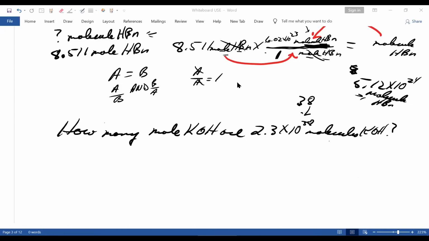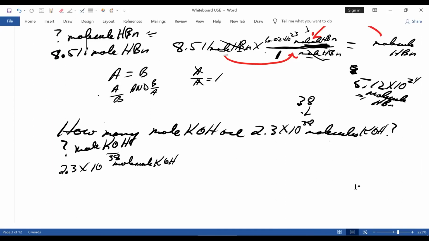All right, first of all, what are we being asked to find? How many moles of KOH, potassium hydroxide? It's also an important chemical used in the United States on a wide basis. And what are we given? 2.3 times 10 to the 38th molecules of KOH. And I see another either comment or a question. Let's go check. We'll find out what the right answer is.